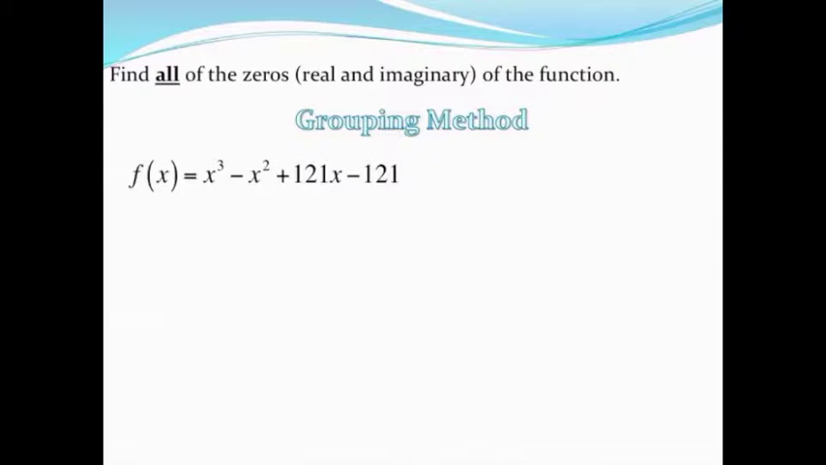I'm going to show you a couple different methods for finding all the real zeros of a polynomial, the real and the imaginary zeros, and this time I'm going to show you a method using grouping, factoring by grouping. In the next video we'll take a look at how to solve this using a table or using a graph. So the grouping method works like this.